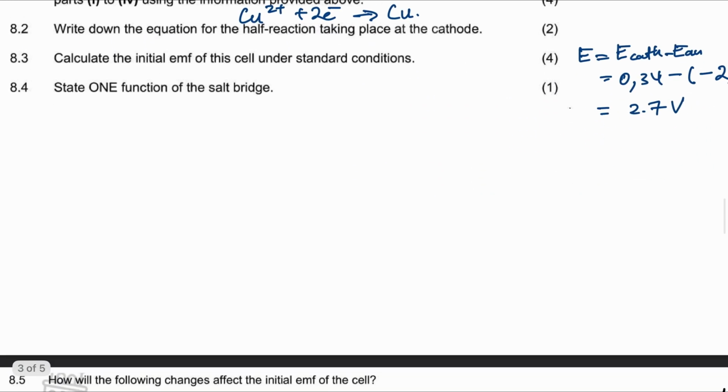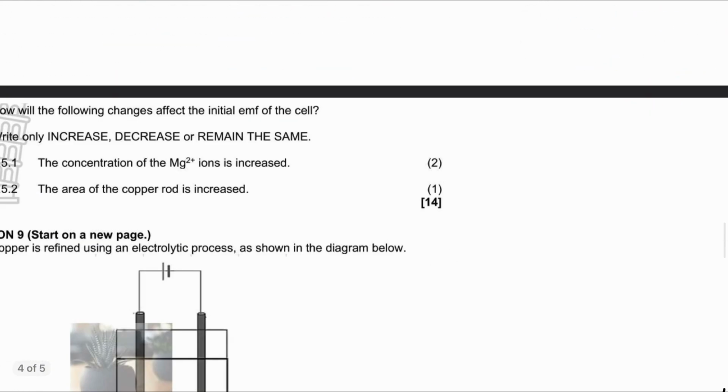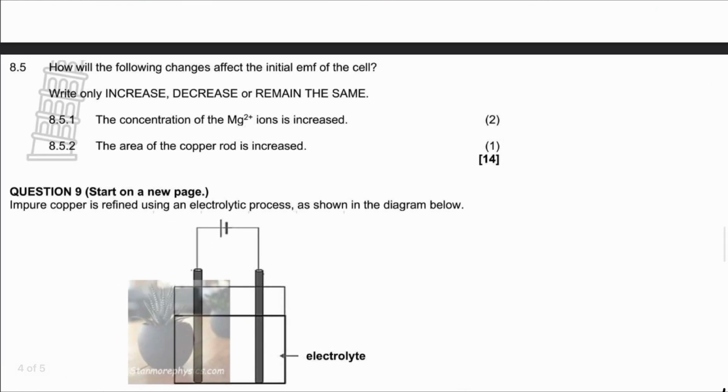Question 8.4, state one function of the salt bridge. It is to complete the circuit. It completes the circuit, it completes the cell, it's used for cell neutrality. Any one of those is fine. Question 8.5, how will the following changes affect the initial EMF of the cell? Write only increase, decrease, or remain the same.